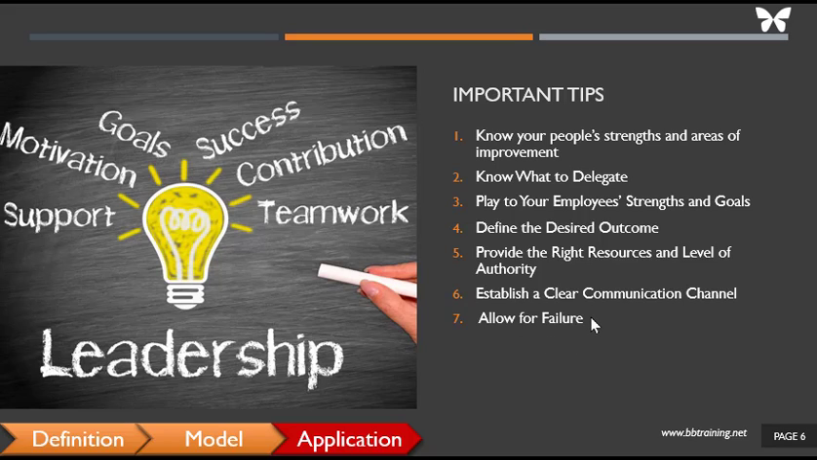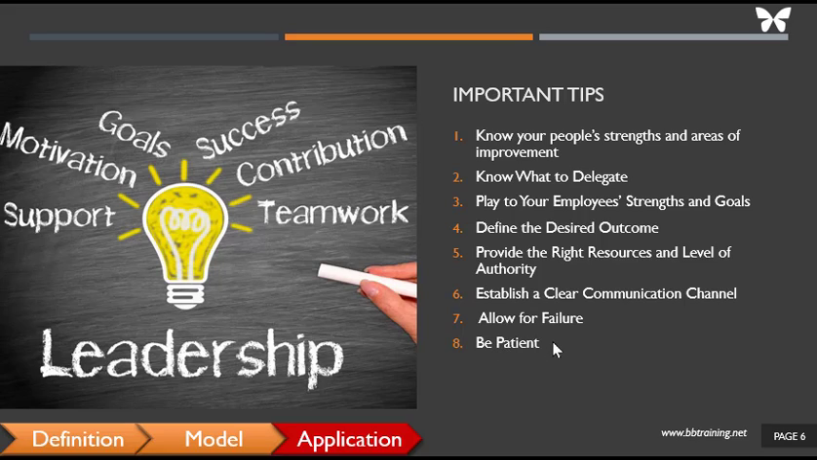Allow for failure, which means when we allow people to fail, they develop more. But do remember, you have to assess the risk of failure. What will be the impact on the organization, on the department, on the individual, on the customer if the person fails to deliver? So after assessing the risk and mitigating it, give them the freedom to fall and fail.